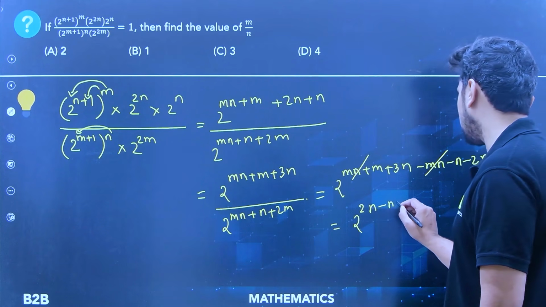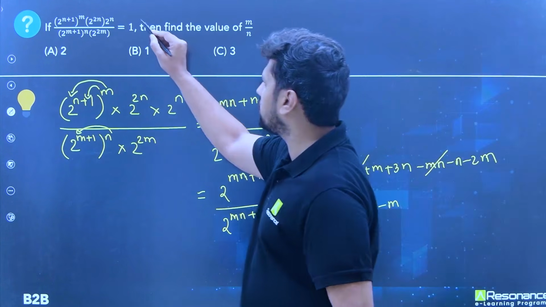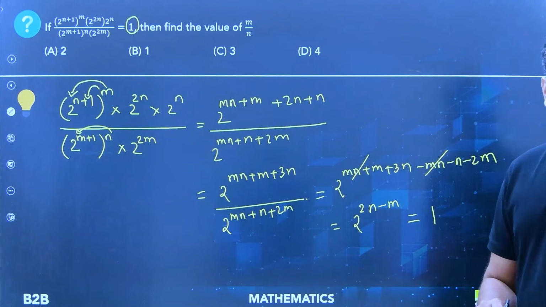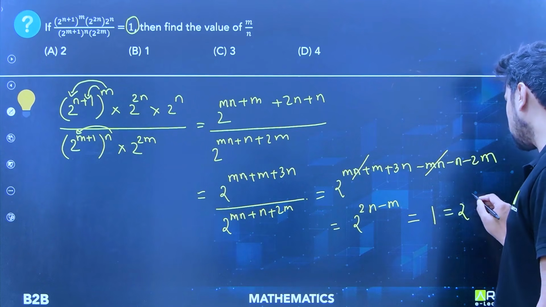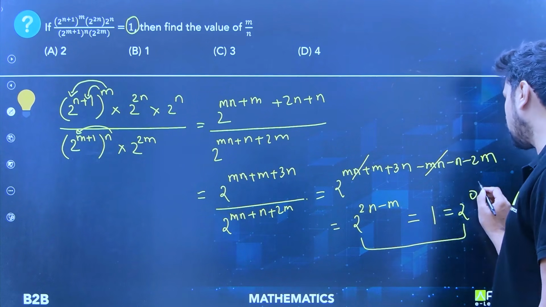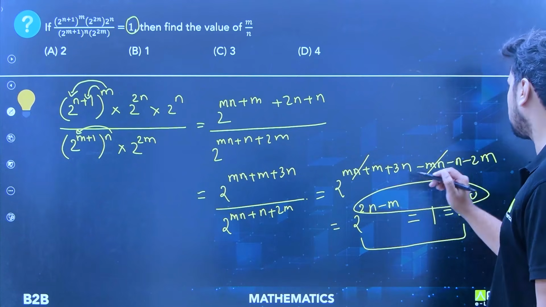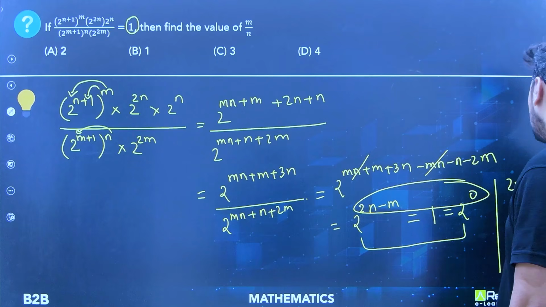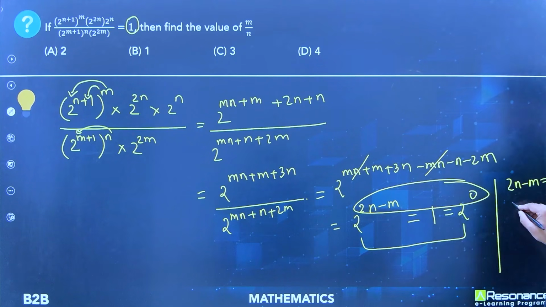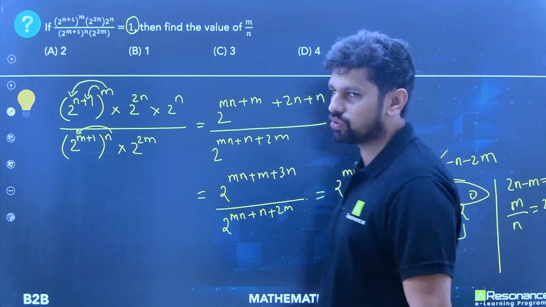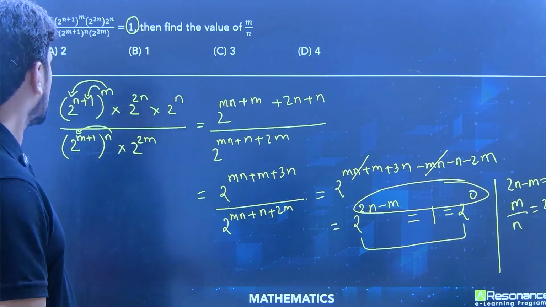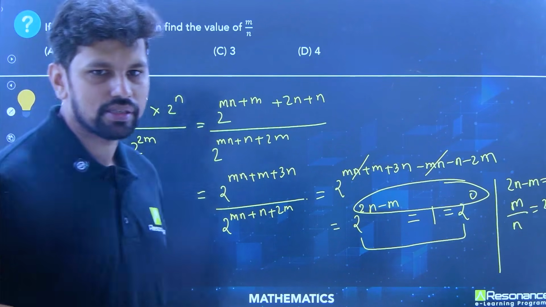2n minus m, and this is given as 1. 1 means 2 to the power 0. Now bases are same, so power will be same. So we get 2n minus m equal to 0. We need m by n. M by n will be equal to option B, D, I.